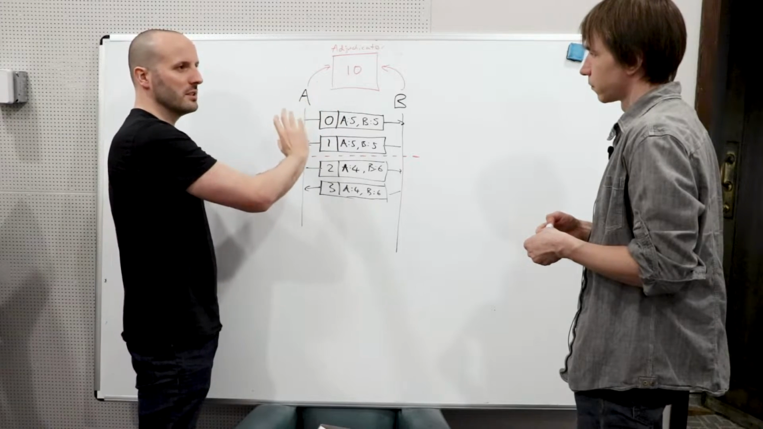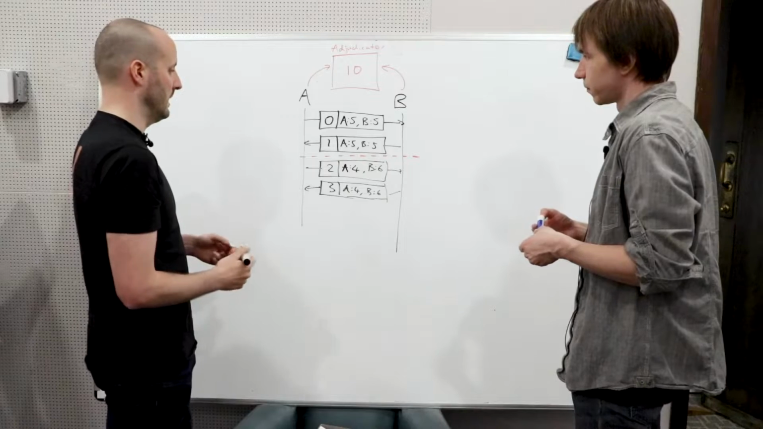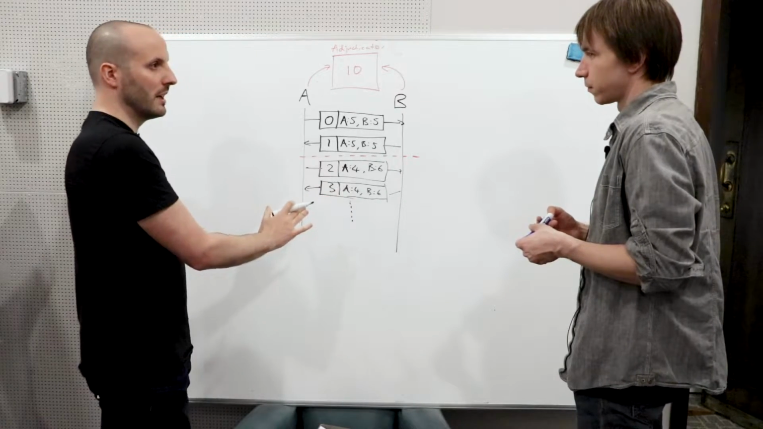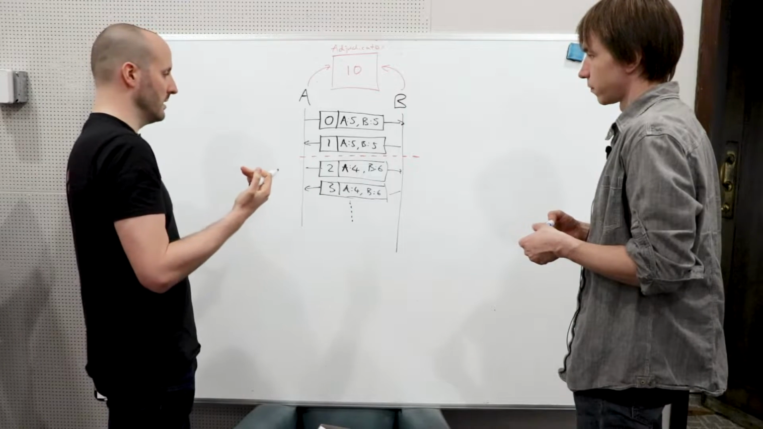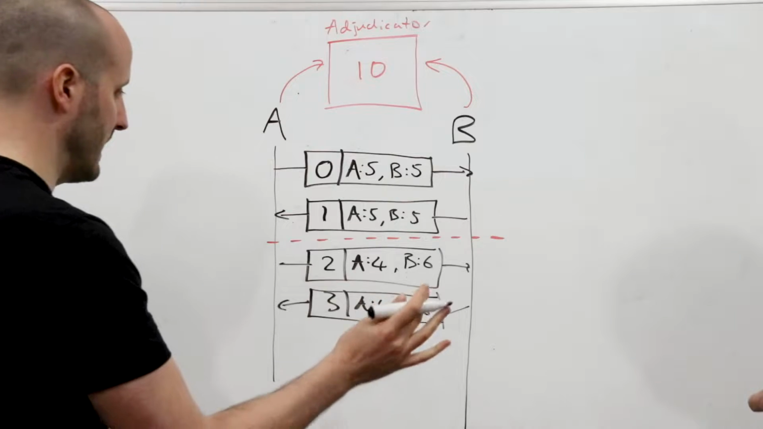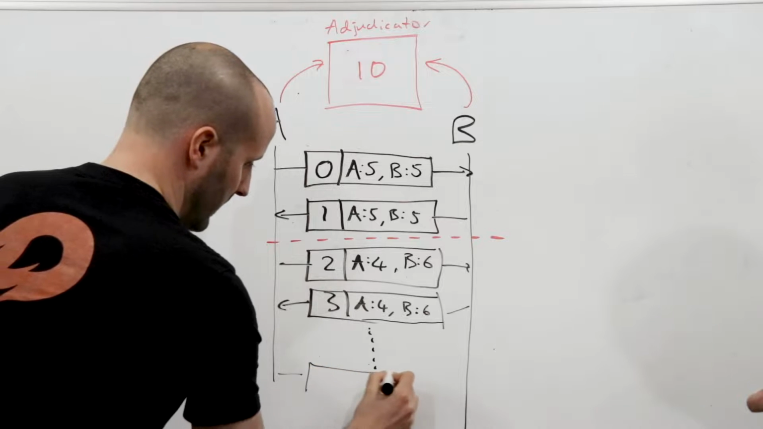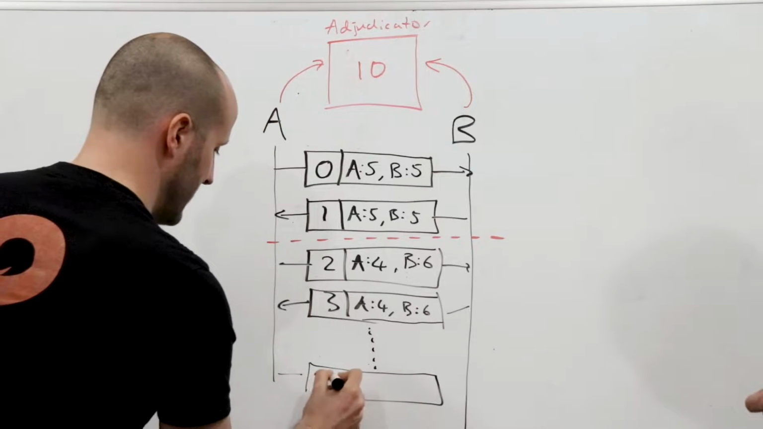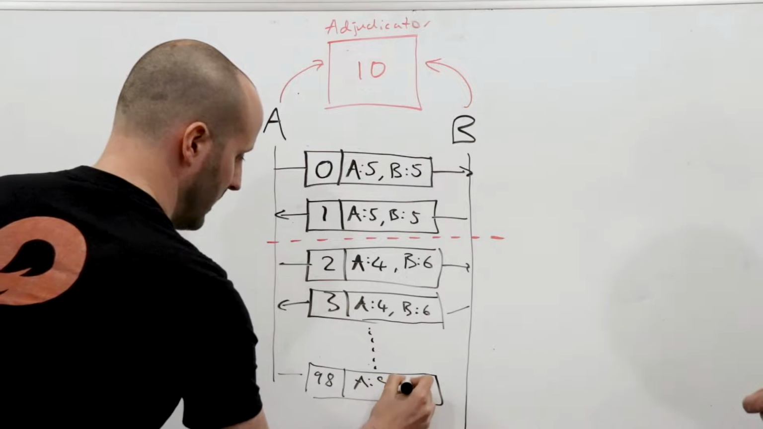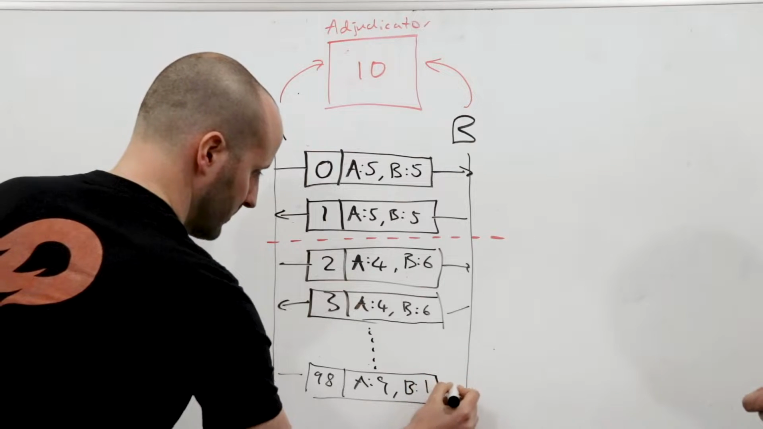There are other things you can do around that to avoid the time delay, which I can talk about later as well. Okay, so they do this many, many times. They're limited only by the speed in which they can send messages to each other and sign them. Say they finish off in state 98, where Alice now has 9 and Bob has 1.